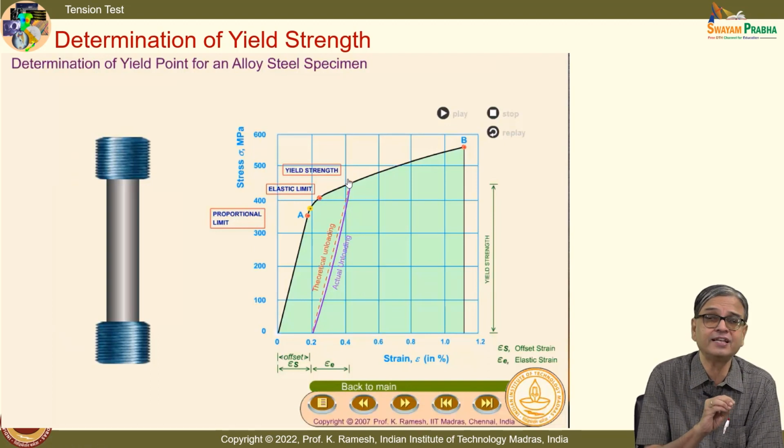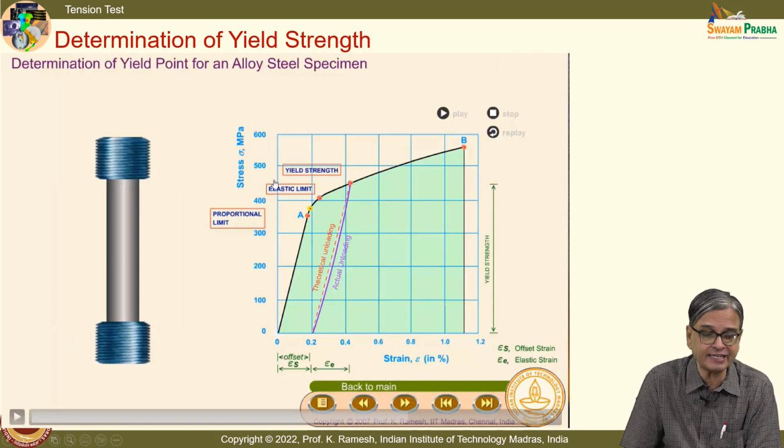0.2% means it is 2000 micro strain. Is the idea clear? You should know, it can be expressed in terms of micro strain, it can be expressed in terms of percentage, or it can also be expressed as just a number. And at 0.2% strain the material yields.